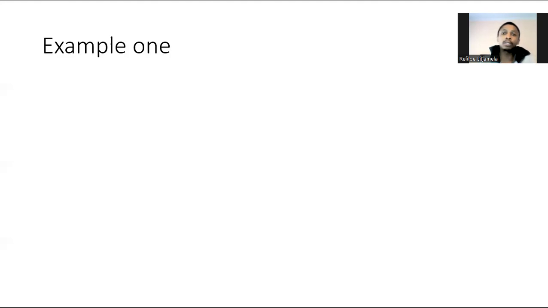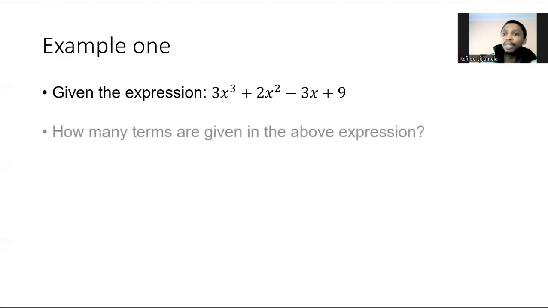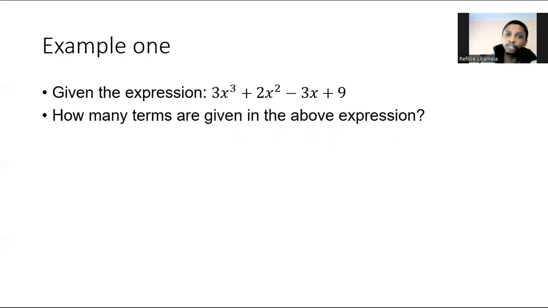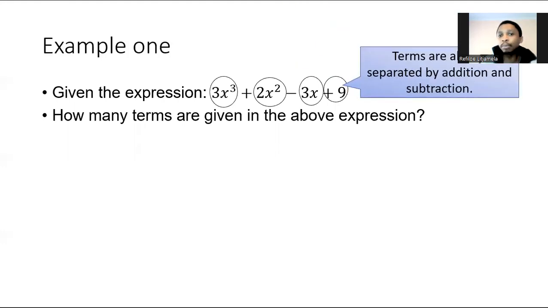Now let us look at this expression here, where we have 3x cubed plus 2x squared minus 3x plus 9. How many terms are in the above expression? Let's start counting them. We've got 1, 2, 3, 4 terms. So this expression has 4 terms. Remember, terms are always separated by addition and subtraction.